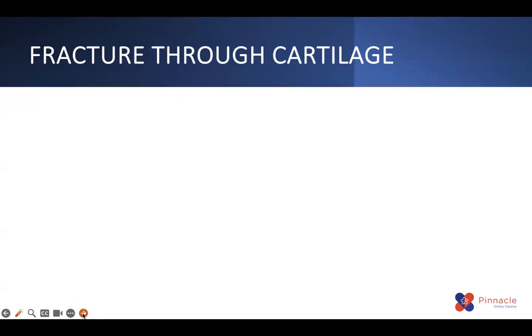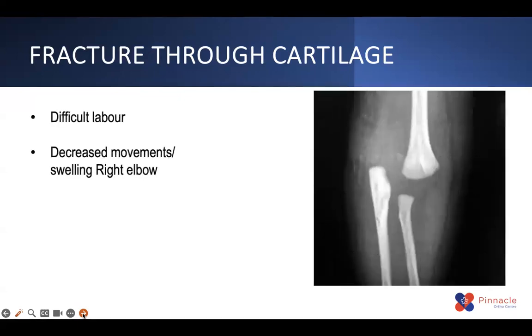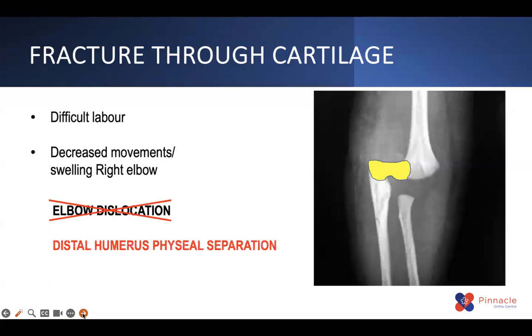So here I will discuss 3 cases of neonatal injuries where the fracture line passes entirely through the cartilage. This is an elbow trauma: a child born after a difficult labor, with decreased movements and swelling of the right elbow. After looking at the X-ray, it is very easy to label this as a dislocation of the elbow. But remember that traumatic dislocation of the elbow is almost unheard of in the neonatal age group.